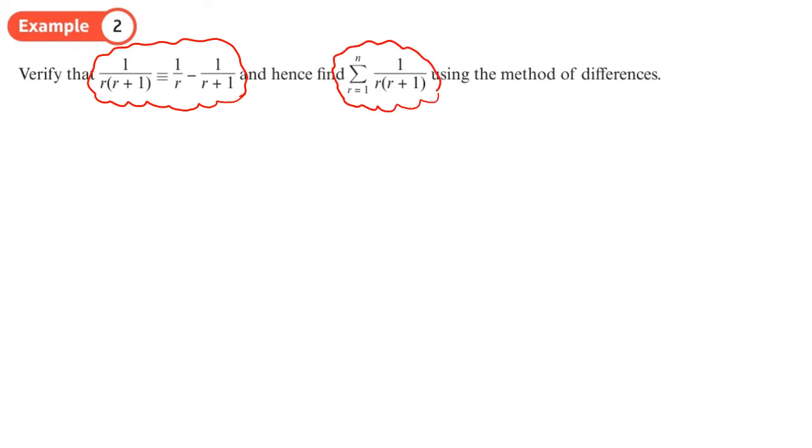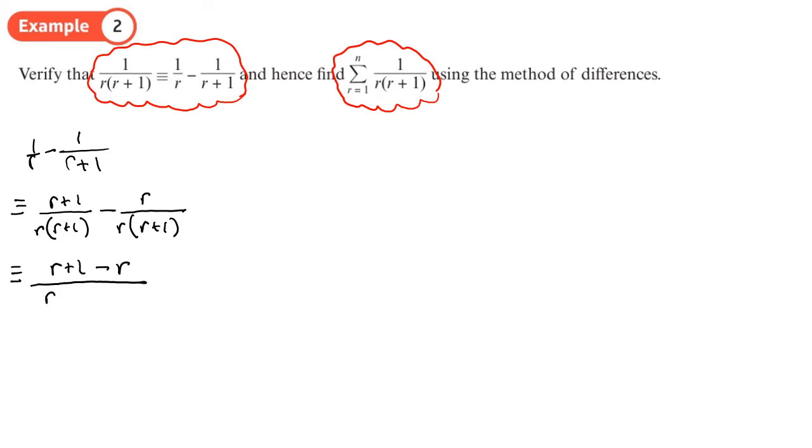So it's very similar to the last one, but it's all in one question, but the steps are the same. Let's start in the first bit. Let's start with the right hand side, and let's make that look like the left hand side. First thing we want to do is make the denominators the same. That means multiplying the first fraction top and bottom by r plus 1, and the second fraction top and bottom by r. Now they've got the same denominator, they can be put together. So you'll have (r plus 1 minus r) over r(r plus 1).